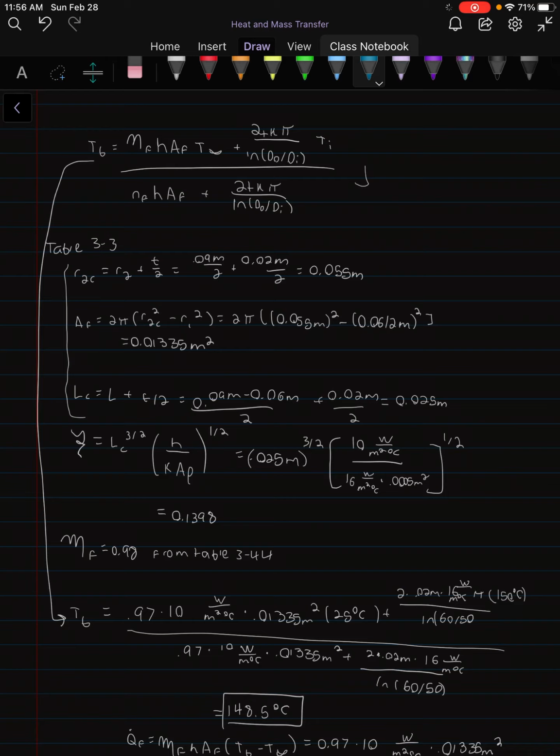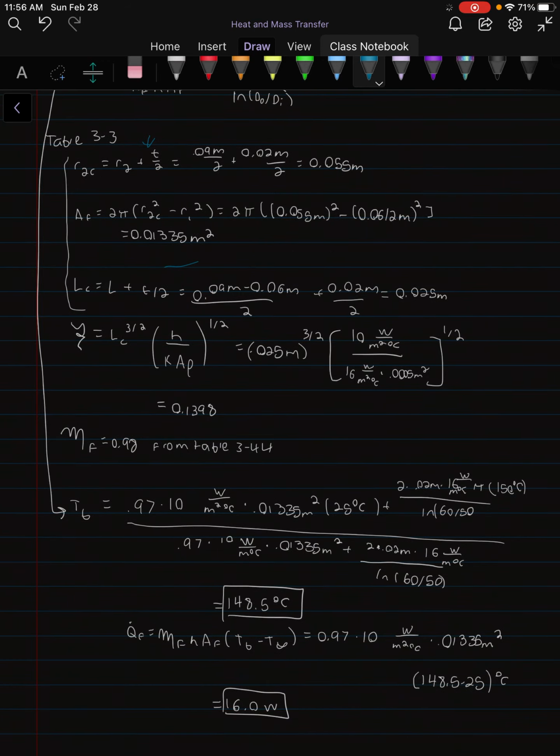First, from table 3-3, we want to determine the corrected radius and area. So the corrected radius is this equation, and we get 0.055 meters. Corrected area is this, and then our corrected length is just L plus t over 2. And then we can get our squiggly, which is the given value needed for our efficiency. We get 0.198, solve for efficiency.